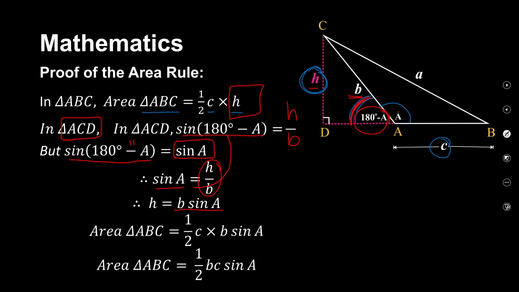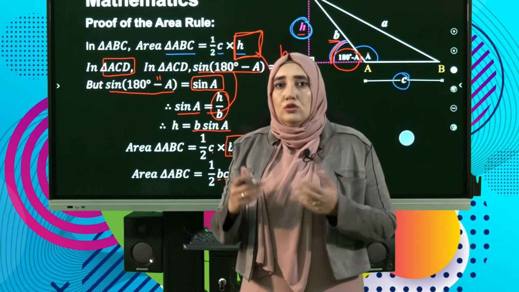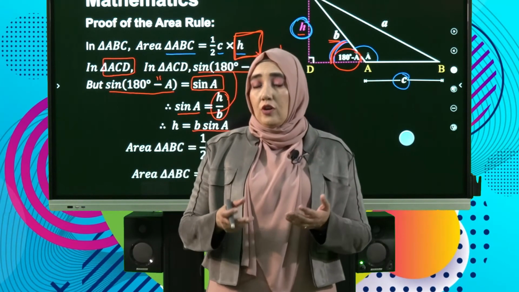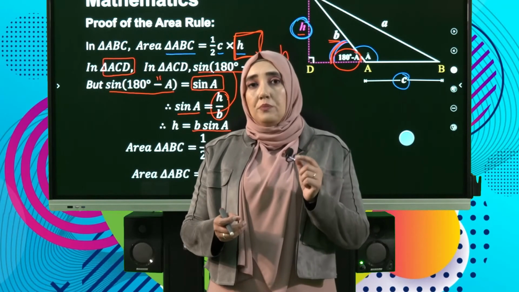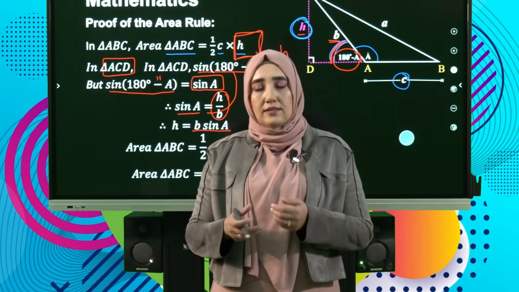So we're going to put this for the H that we had in this formula here. And so we end up with area of triangle ABC is equal to half CB sine A. And if we rearrange it in alphabetical order, it's just half BC sine of A. So you can see that the proof of the obtuse angle triangle is not much different. We just have to consider our angle being in the second quadrant, or 180 minus our original angle.